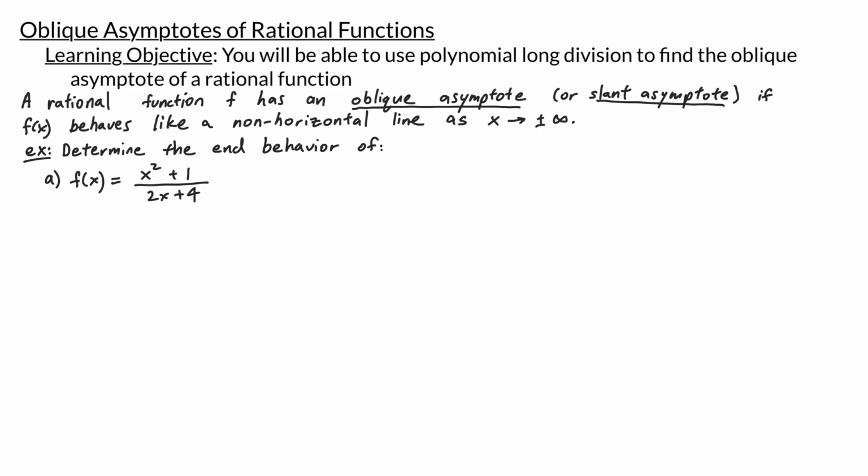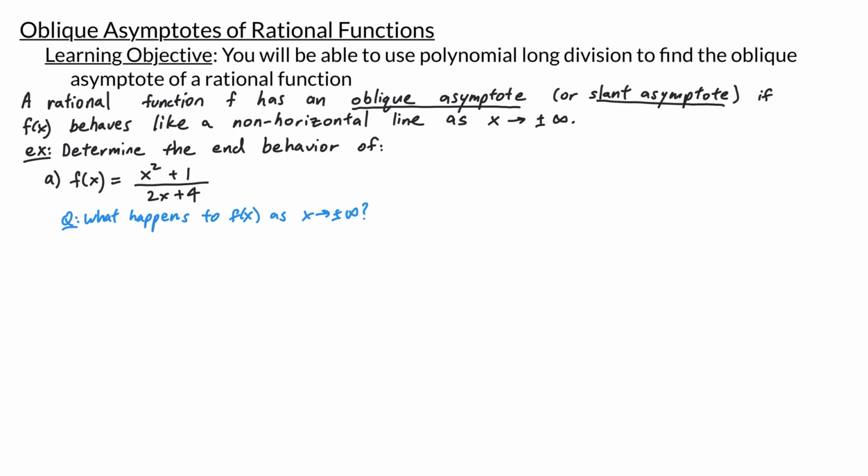In our first example here, we want to determine the end behavior of the function f of x equals x squared plus 1 divided by 2x plus 4. When we're asked to find the end behavior, we want to know what happens to our function as we plug in larger and larger values for x. However, the way our function is written right now, it's a little bit difficult to answer that question. So instead, what we're going to do is use polynomial long division. That way we can rewrite our fraction as the quotient plus the remainder over the divisor.